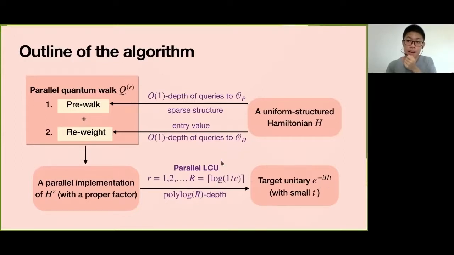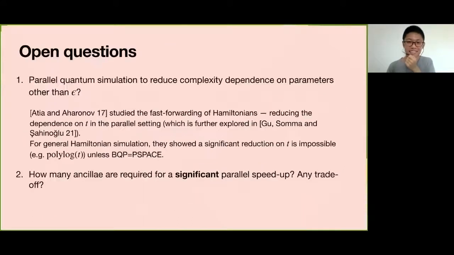Okay. At this point, is there any question? Great. If there is no question, I will go on to the final section, the discussion, where we have two open questions.